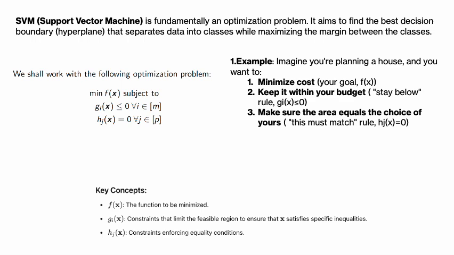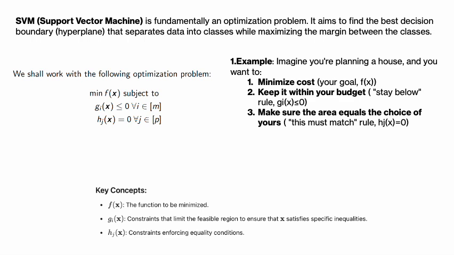So let's take an example over here. You are planning to build a house, right? And the goal here is you want to minimize the cost. You want to keep it within your budget. And then you want to make sure that it is meeting your requirements of say 30-40 site or whatever that is, right? So basically you use this, and all that I said are your constraints, right?